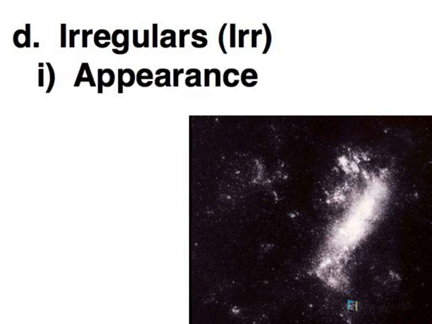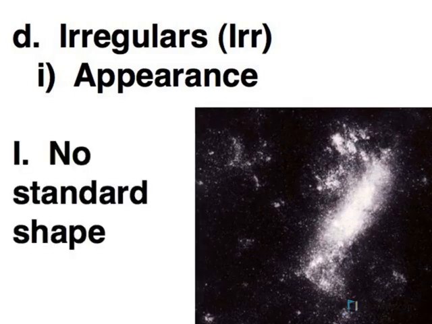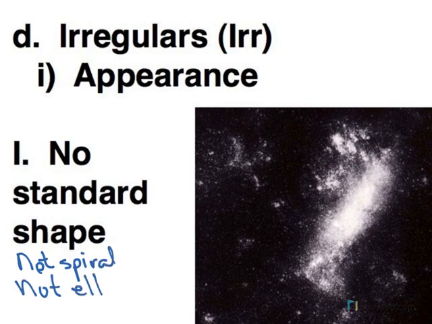When it comes to the appearance of irregular galaxies and their characteristics, pretty much anything goes. There is no standard shape. So any shape that's not spiral and not elliptical is going to be an irregular galaxy.